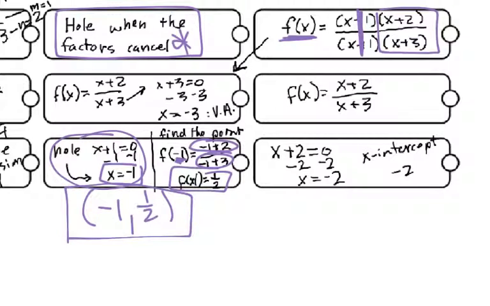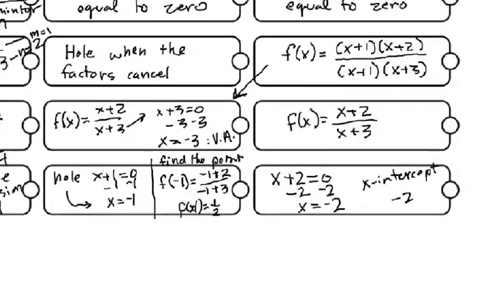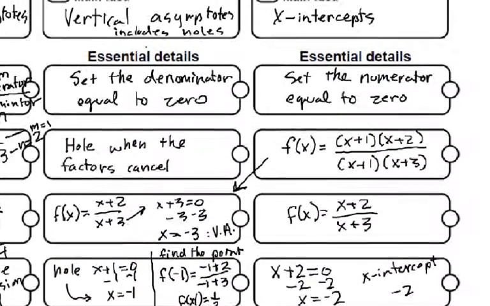So that's the next one. Horizontal asymptote, factor. Does anything eliminate? If it does, there's a hole. If it doesn't, then you don't have to worry about the hole. So that's the hole.